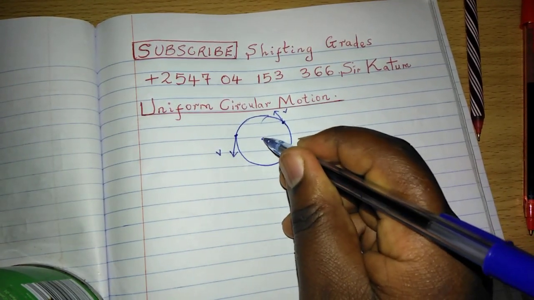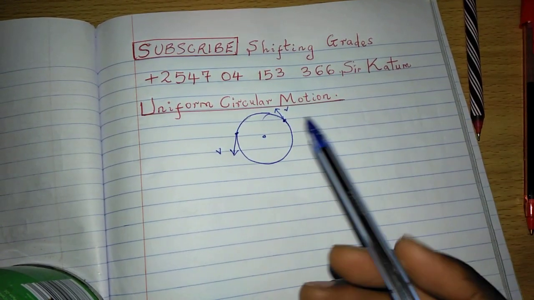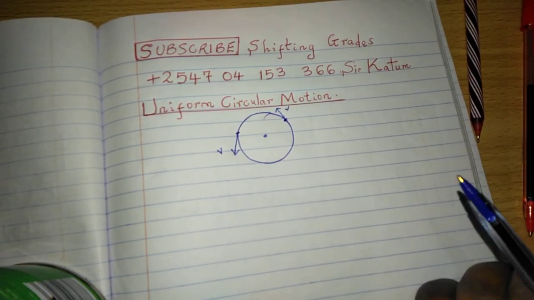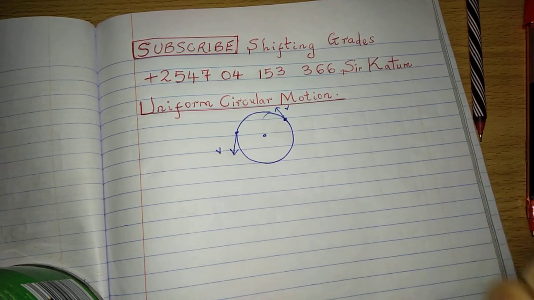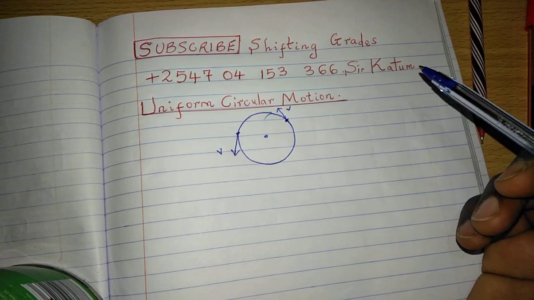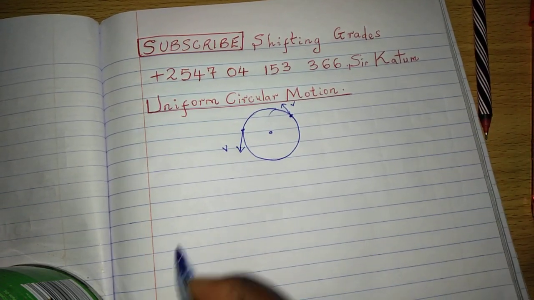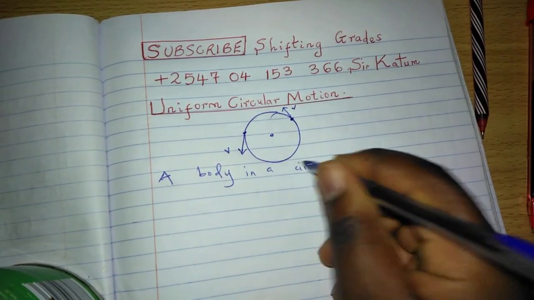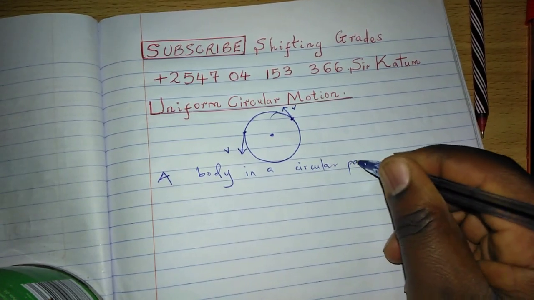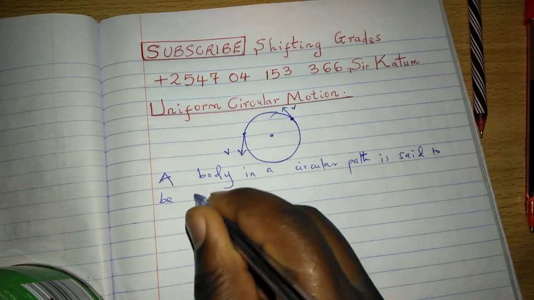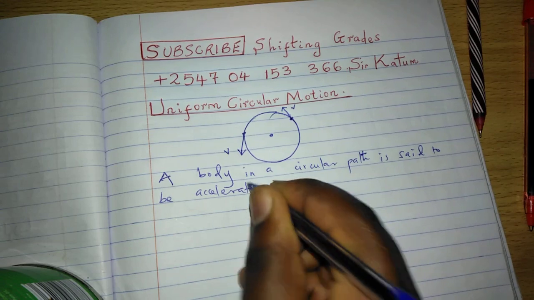It is very important we mention that at given instances, this velocity is changing because of the changed direction. Yes, the speed is the same or uniform, but because the velocity is facing different directions, with change in time there is a corresponding change in velocity. And due to that, a body in a circular path, a body in circular motion, is said to be accelerating.